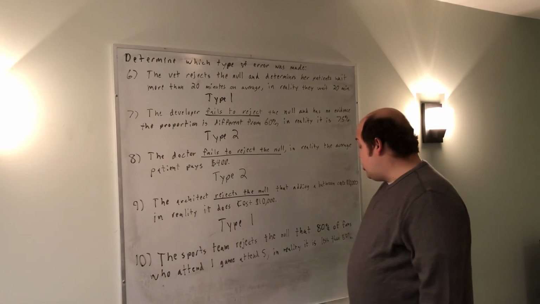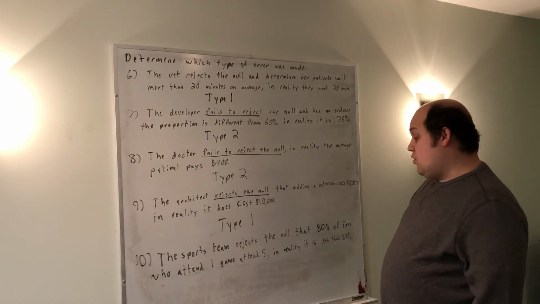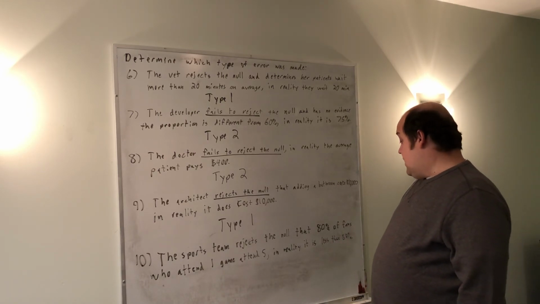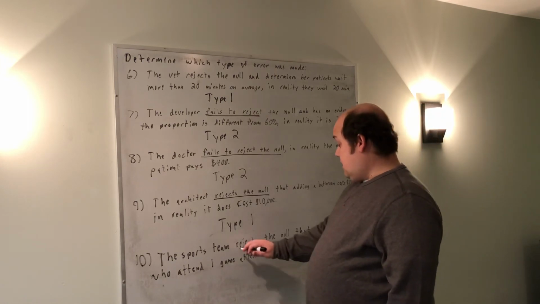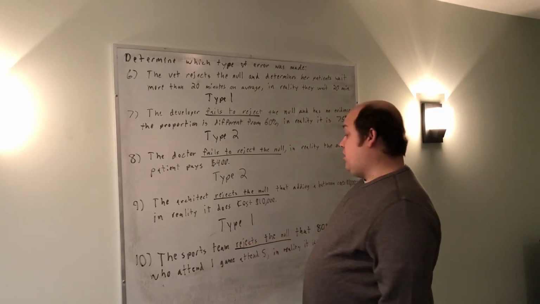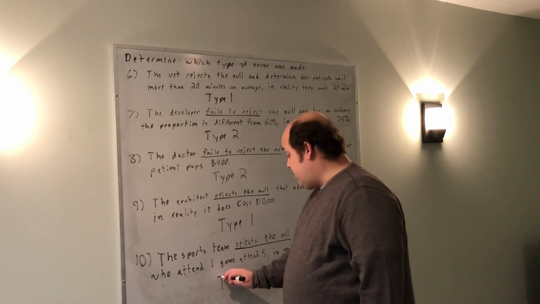Finally, the sports team rejects the null that 80% of fans who attend game 1 attend game 5. In reality, it's less than 80%. Again, they rejected a null that's actually true. That's when we've made a type 1 error.